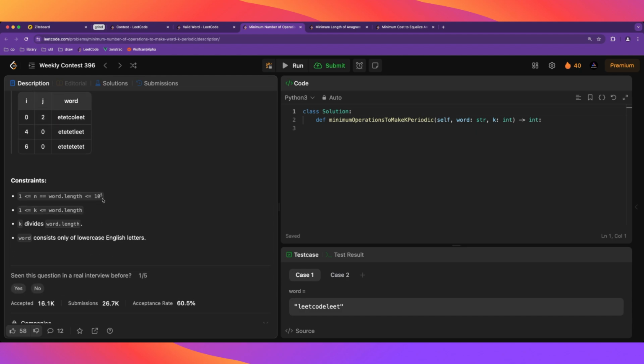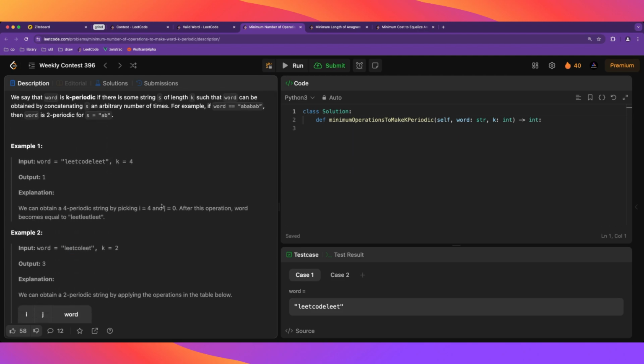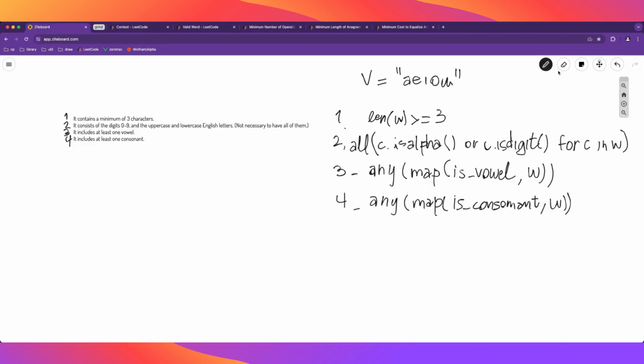And so the length is 10 to the 5. Okay, so let's see. Is the problem clear? I mean, the operation was a little formal, but essentially we're given a string.